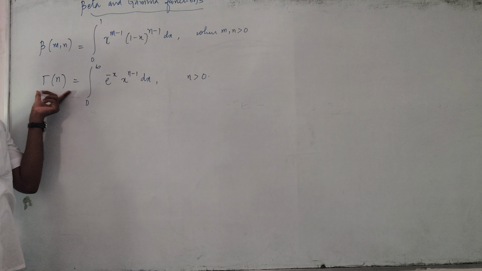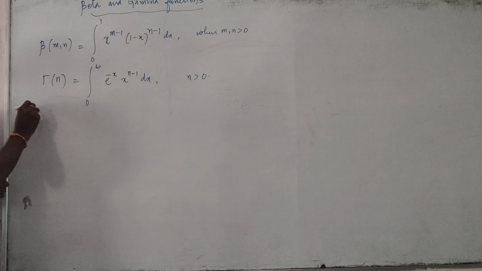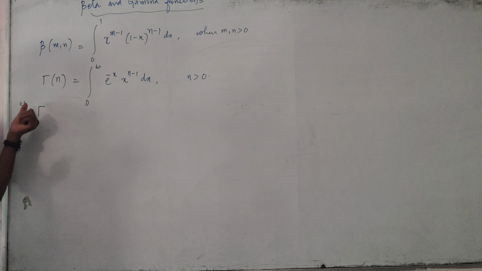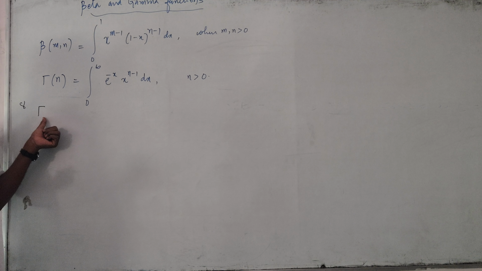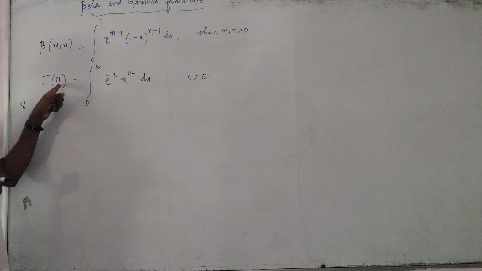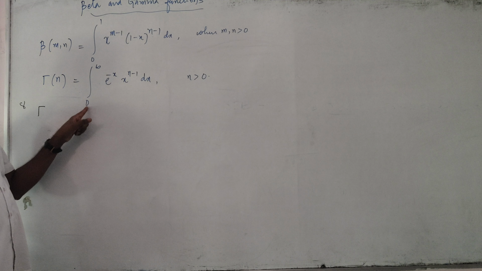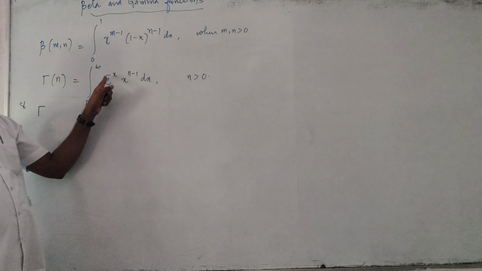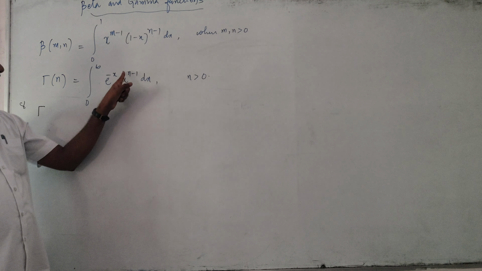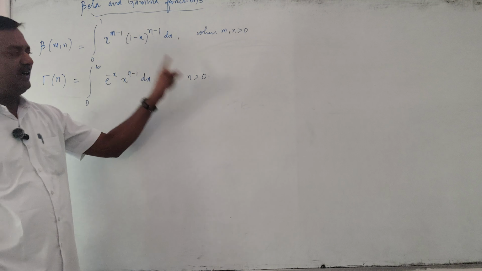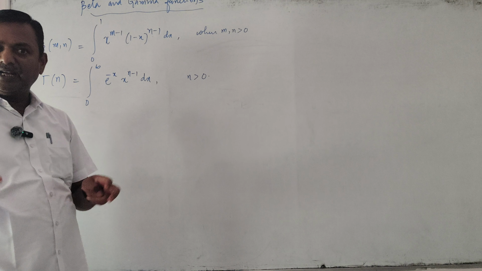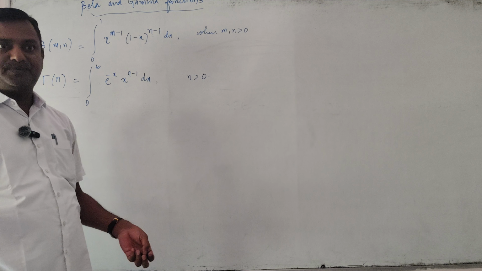And what is gamma? Gamma, we are writing in this order. Just look at this, this is gamma. Don't write gamma in this form. This is small gamma, this is capital gamma. Gamma of n, you can write for m or n, it is not a problem. The integral runs from 0 to infinity. This is 0 to 1, this is 0 to infinity. e raised to minus x into x raised to n minus 1 into dx, and here n is greater than 0. These are the two standard types, and we have another two standard types.